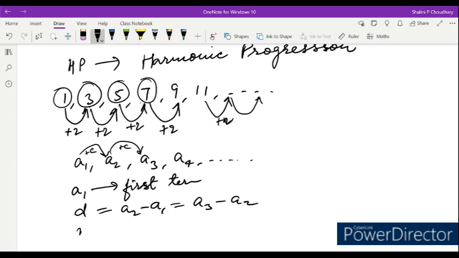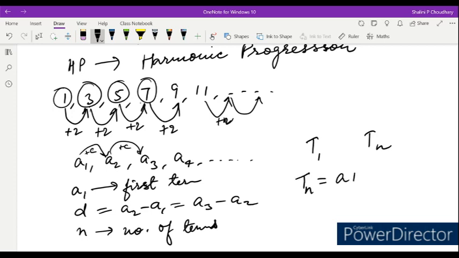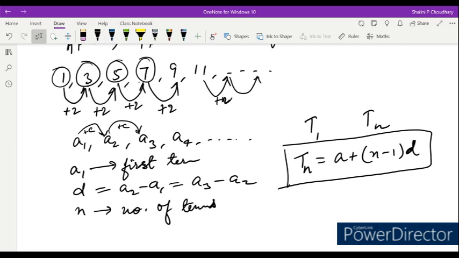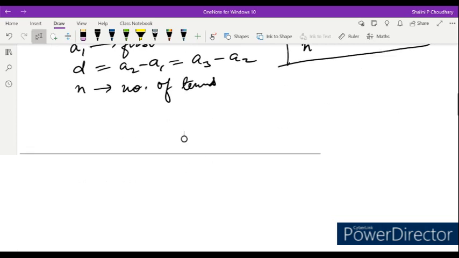And n is the number of terms. There is one formula that we can use for finding any value. For arithmetic progression, if T1 is the first term and Tn is the nth term, to find the nth term it will be A plus (n minus 1) d. This is the formula, and by using this formula you'll be able to find any term.